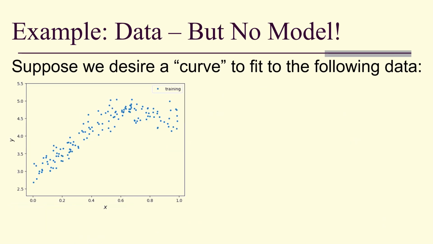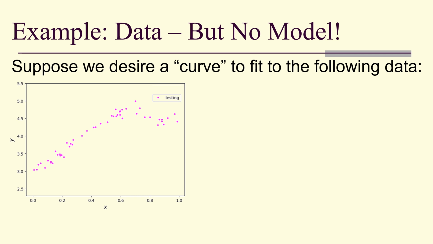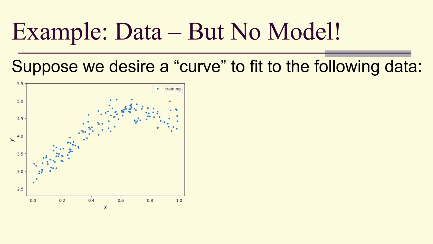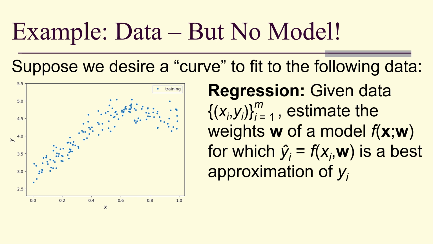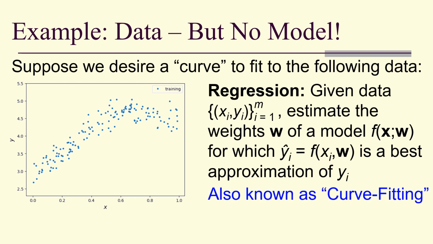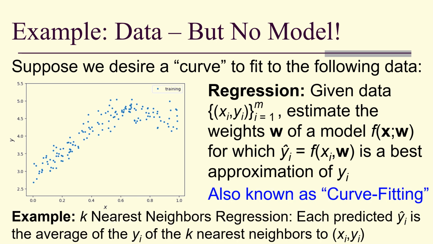So for example, suppose we have data but no model. We want to have a curve to fit to this following data set. And here's the test data. Here they are together. So we're going to do regression. Given the data, estimate the weights of a model for which y hat equals f of x_i is a best approximation of y_i. This is also known as curve fitting.